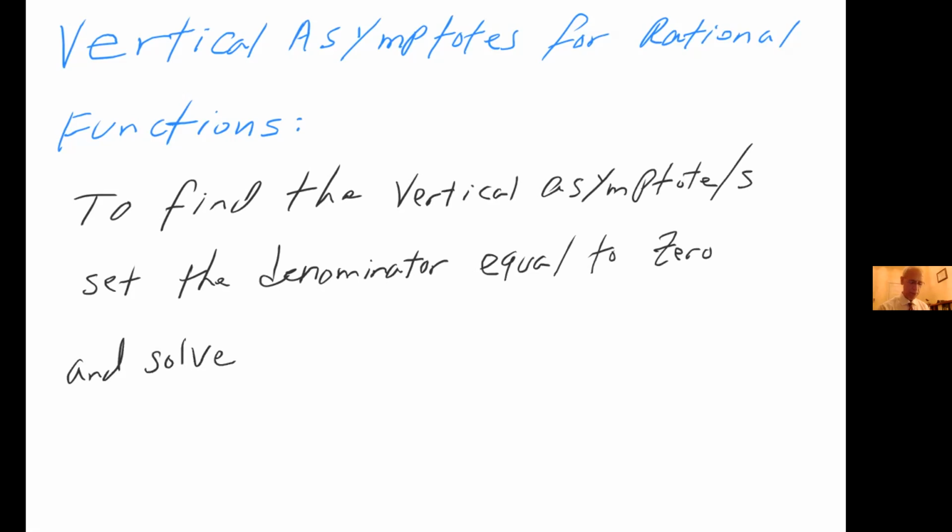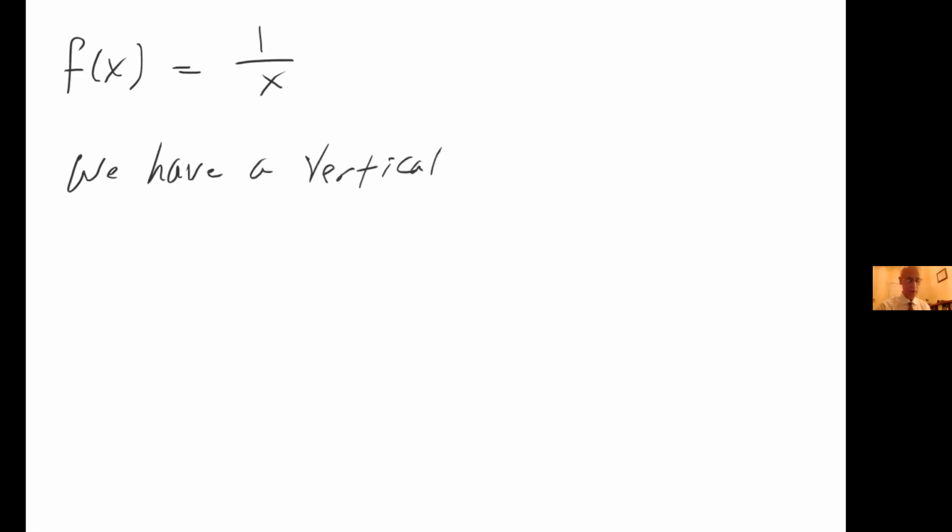Let's have a few examples. Let's go to the next page. Suppose I have something as easy as f of x equals 1 over x. Well, I know that x cannot be 0, so we have a vertical asymptote at x equals 0. Okay, let's do another one.